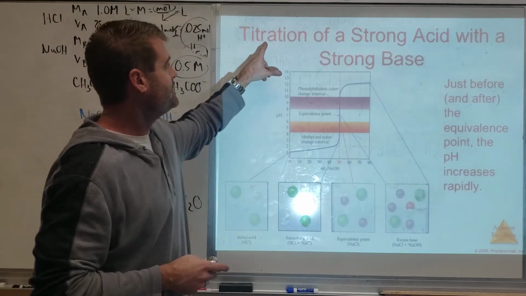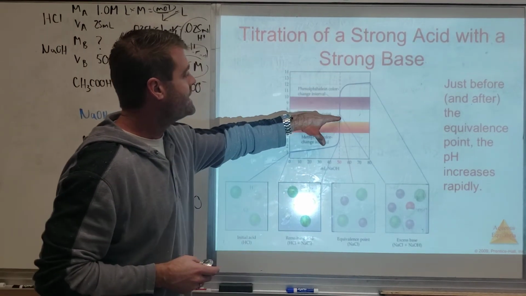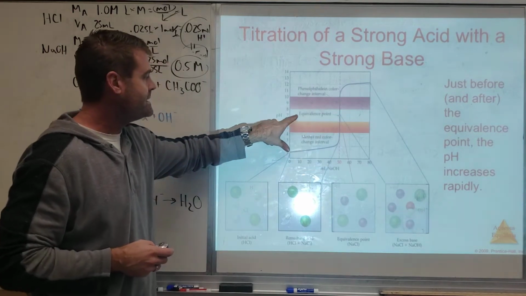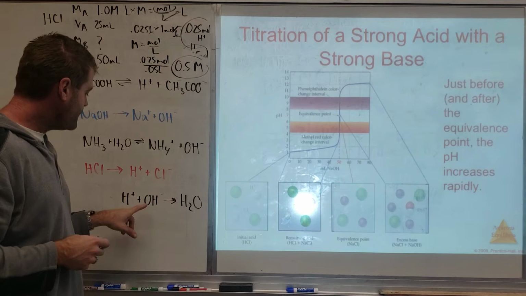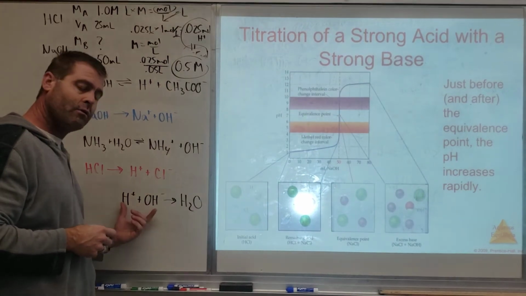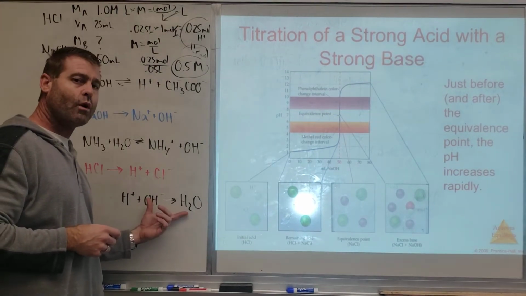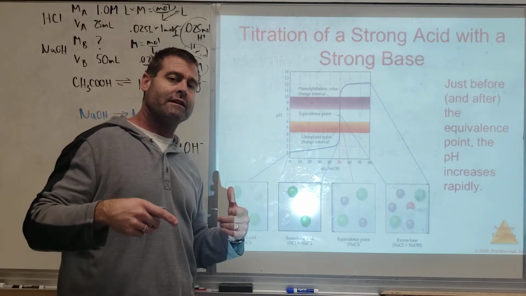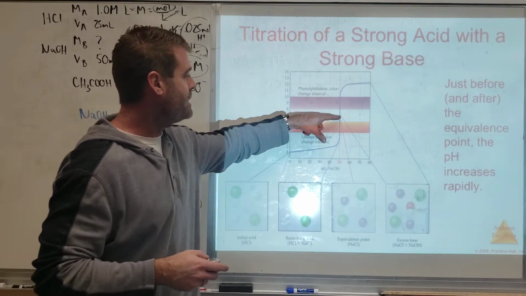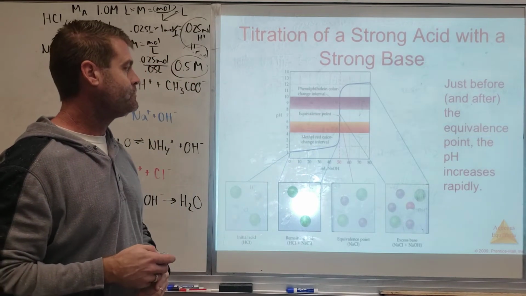When you titrate a strong acid with a strong base, the equivalence point, as you might expect, is at pH 7. Why do you expect that? Because the H+ and the OH- ions are in equal amounts. They neutralize, form water, and there are no other ions that can affect the pH, and therefore you would expect the pH to be at 7.